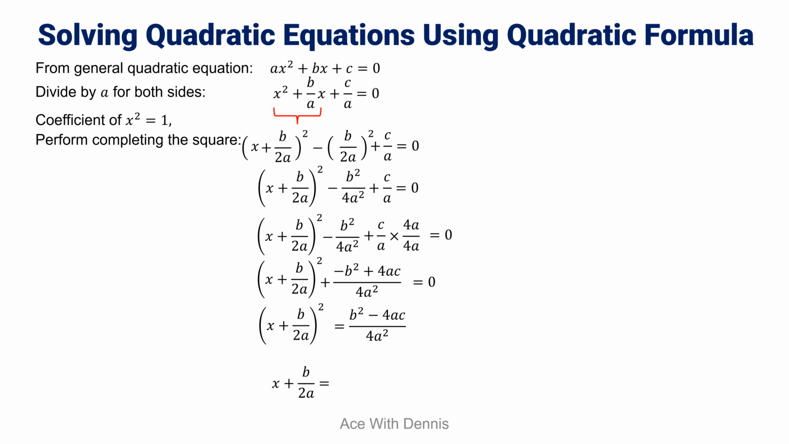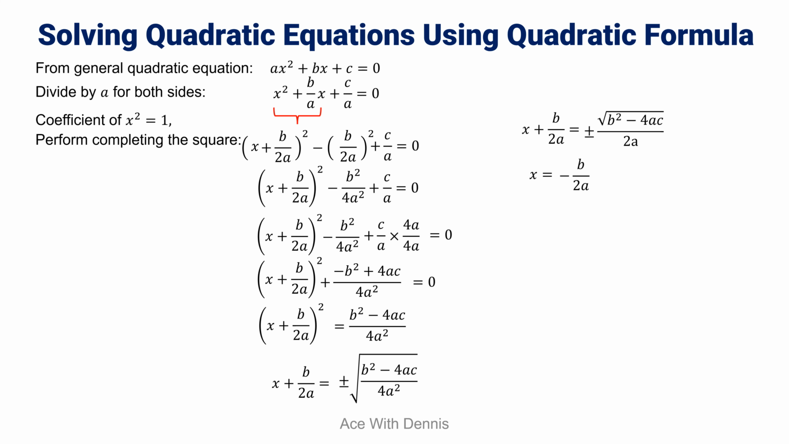Okay, then I square root both sides. I will have x + b/2a = ± √((b² - 4ac)/4a²). And we can simplify it, becomes x + b/2a = ± √(b² - 4ac) over 2a.